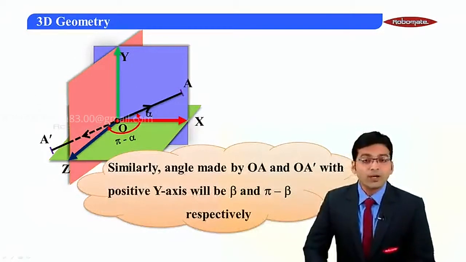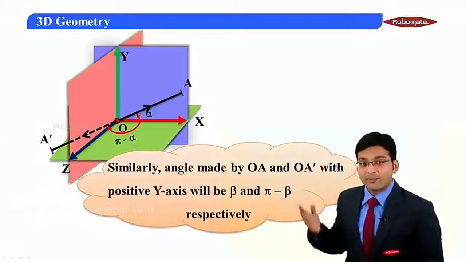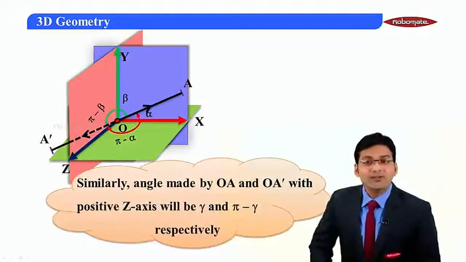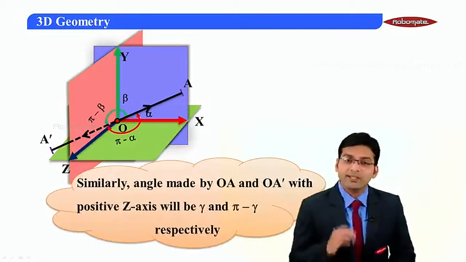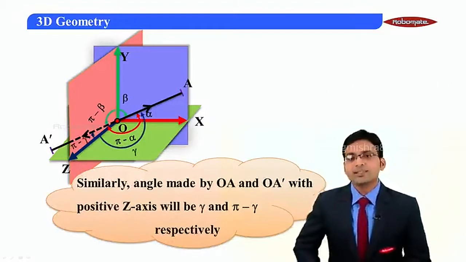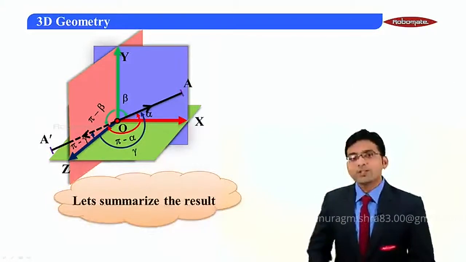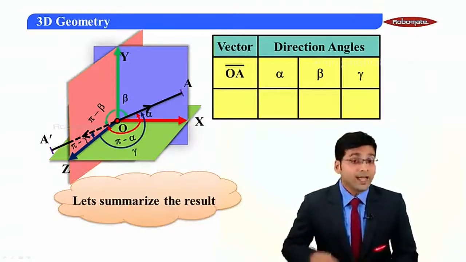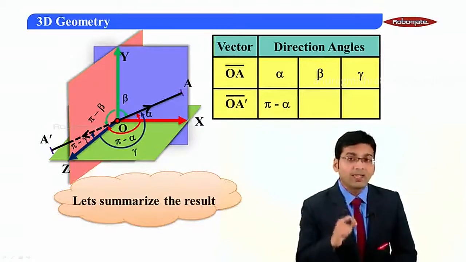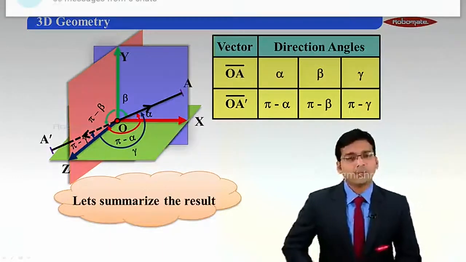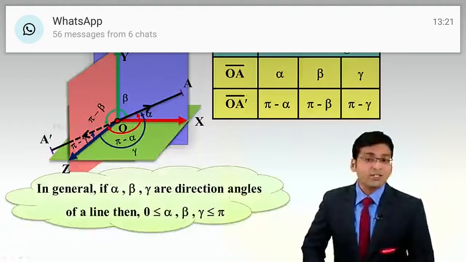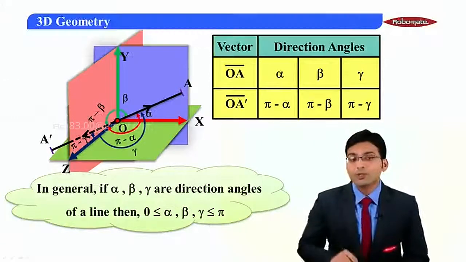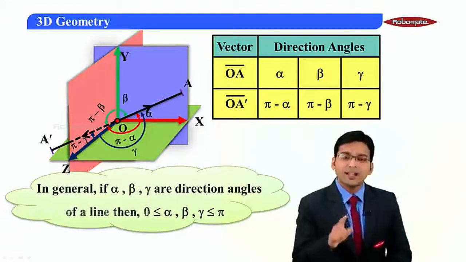Similarly, we can say the angles made by OA and OA dash with y-axis will be beta and pi minus beta, and the angles made by OA and OA dash with positive z-axis will be gamma and pi minus gamma respectively. So here you can see in the diagram. Right? So if we summarize the result, students, with vectors OA and OA dash, we can say direction angles are alpha, beta, gamma and pi minus alpha, pi minus beta, pi minus gamma. Right? And hence, in general, if alpha, beta, gamma are direction angles of a line, then these values lie between 0 and 180, that is pi radians.